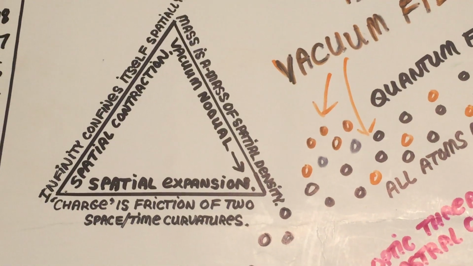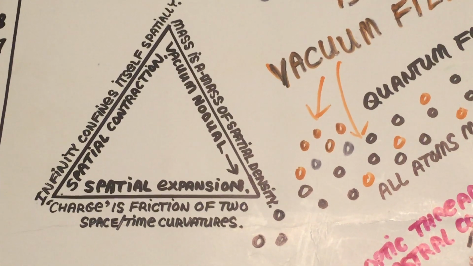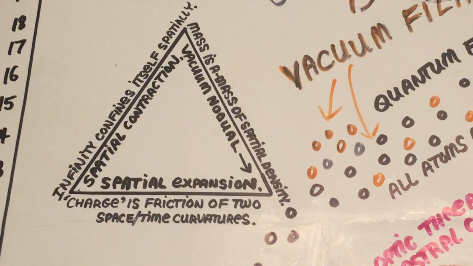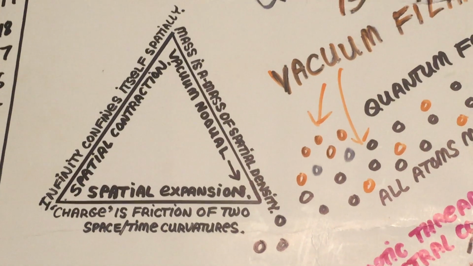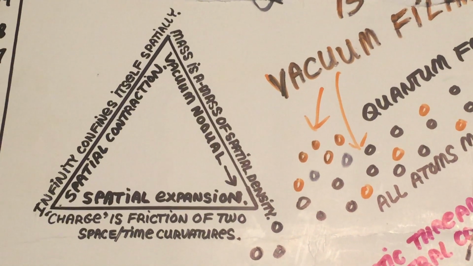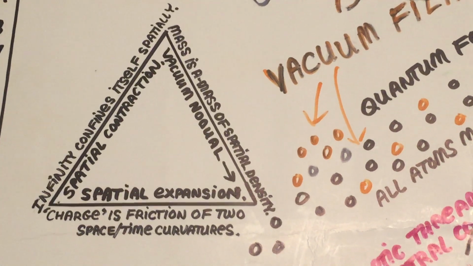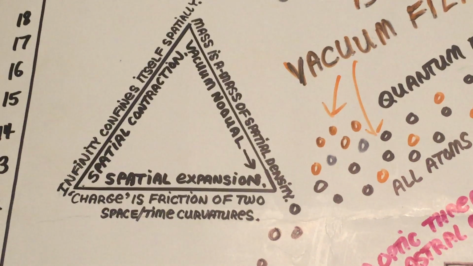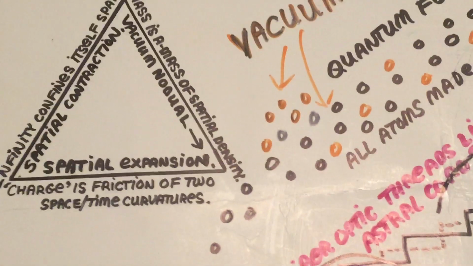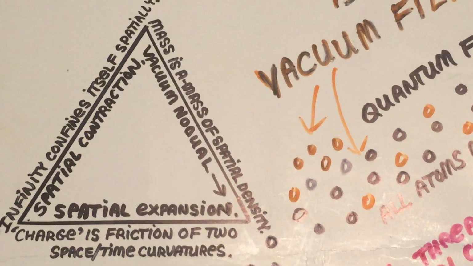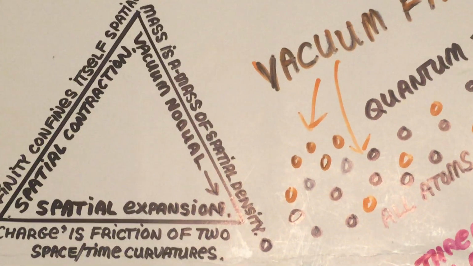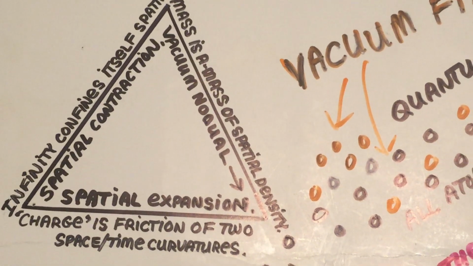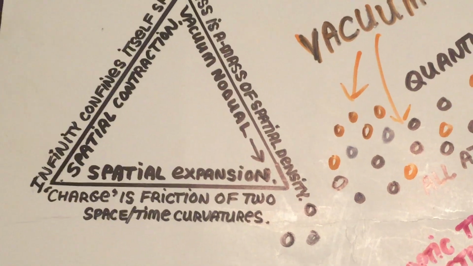Charge: anything that moves in the universe, any particle, any wave, carries with it a charge, and that is caused by the friction of the two space-time curvatures. And the mass of spatial density creates these functions.